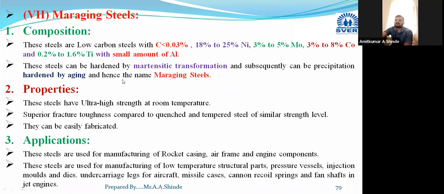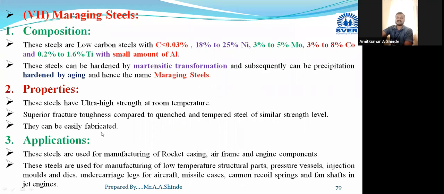Then maraging steel. Why the name? In this maraging steel, at room temperature, martensite is present. Okay, and this martensite is obtained by the hardening by aging method. Hence, this is termed as maraging steel. Its composition will be low carbon steel, with carbon up to a maximum of 0.03%, and 18 to 25% nickel, molybdenum 3 to 5, and 3 to 8% cobalt, and some small amount of titanium up to 1.6%, with a very small amount of aluminium.